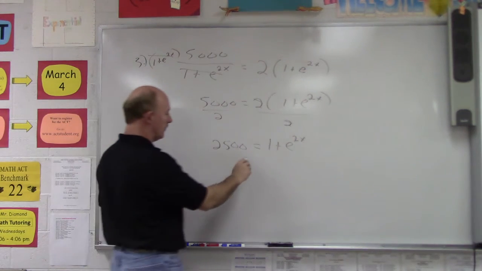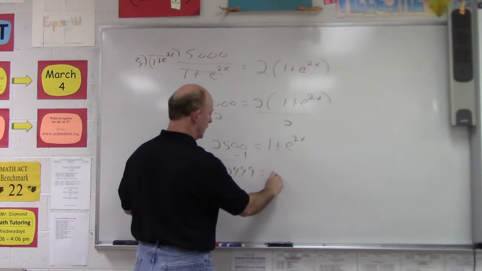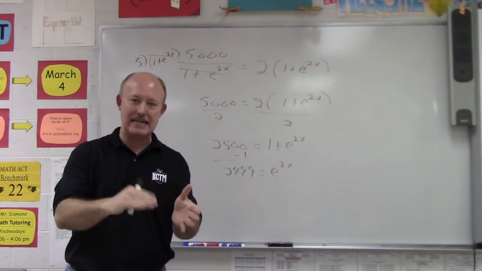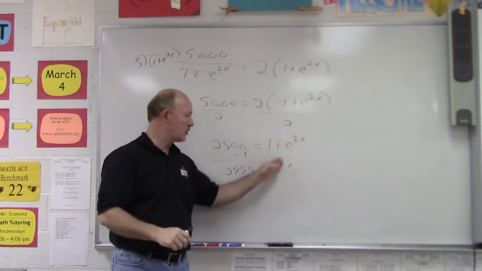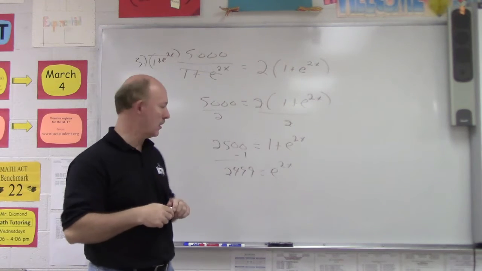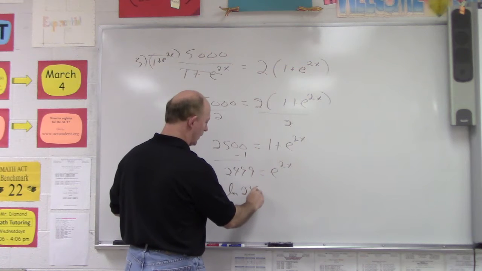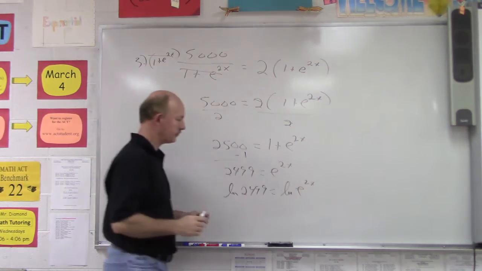Now subtract 1 from both sides, which will give us 2,499 equals e to the 2x. All right. So you've got to isolate e to the 2x power, and once you get that exponential term isolated, now we can take the natural log of both sides. So this will be natural log 2,499 equals natural log e to the 2x.